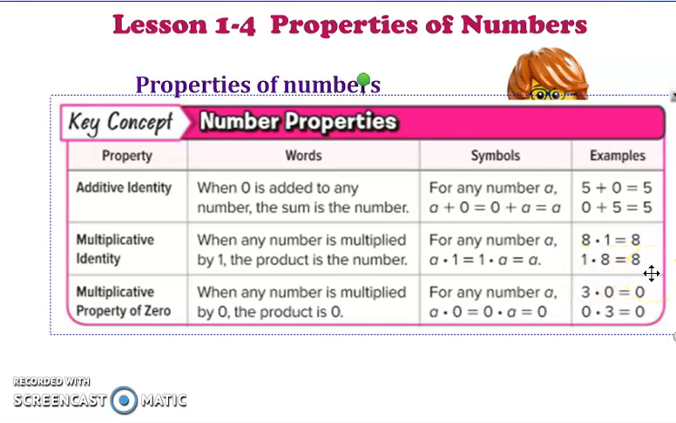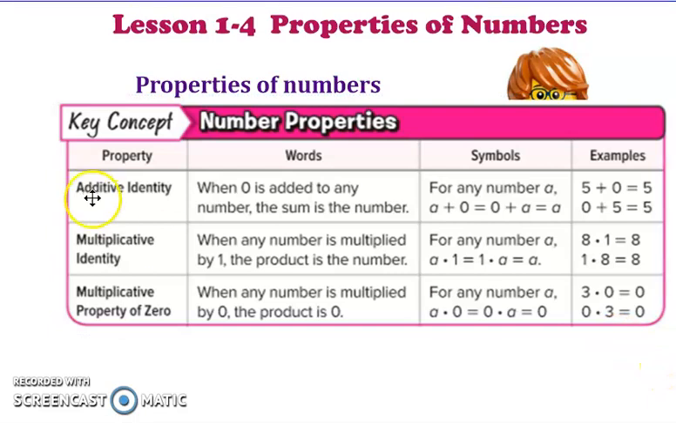Okay, now the multiplicative property of 0, also called the 0 property, is anytime you multiply anything times 0, guess what you're going to get? 0. Okay, and so that's what that one is about. So identity properties, you end up getting the same exact number that you started out with, and the 0 property, you get 0 for a product.